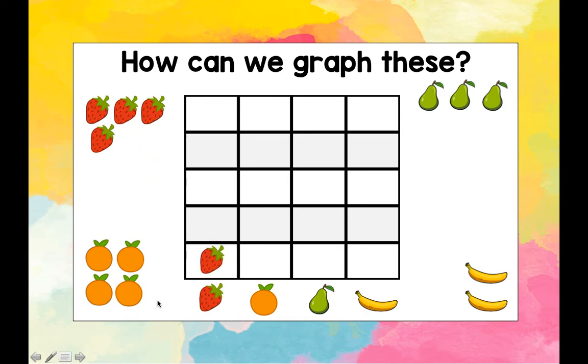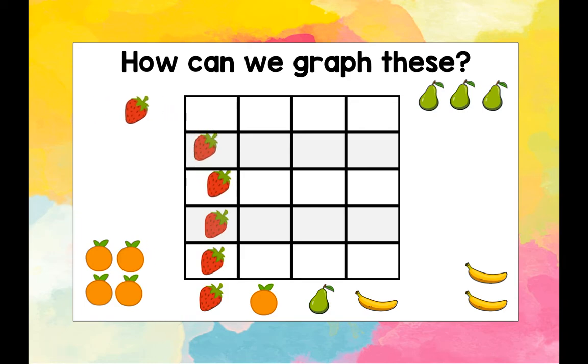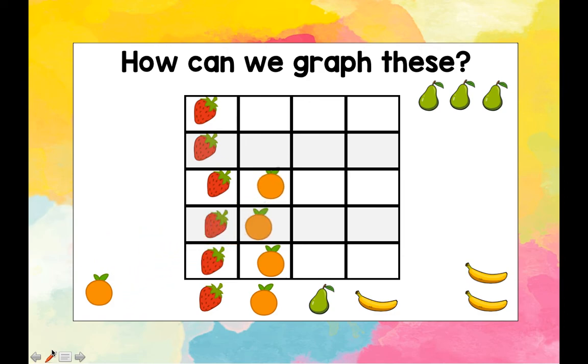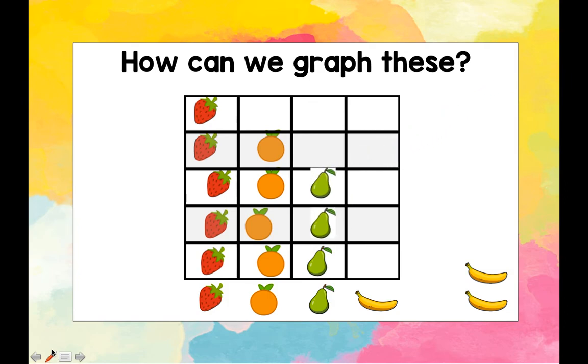So we have 1, 2, 3, 4, 5 strawberries. Next, let's put the oranges in their box. So we have 1, 2, 3, 4 oranges. And then let's do the pears next. We have 1, 2, 3 pears. And then the last one is the banana. 1, 2 bananas. Okay? Does that make sense? So now they're all graphed.